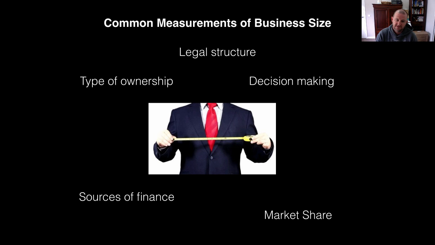So some of the common measurements of business size: legal structure, the type of ownership, decision making, market share, sources of finance are some of the characteristics that we use to distinguish between businesses.